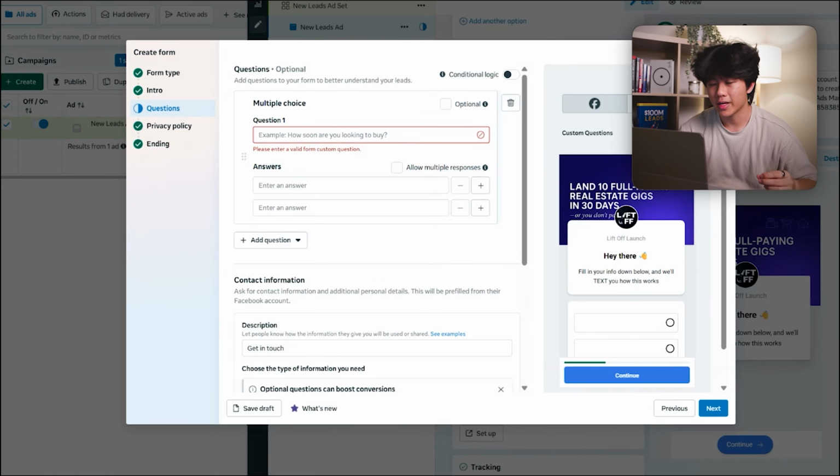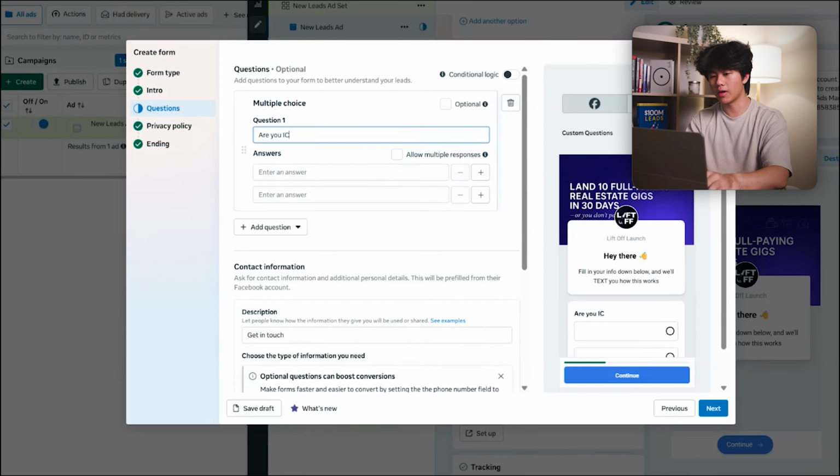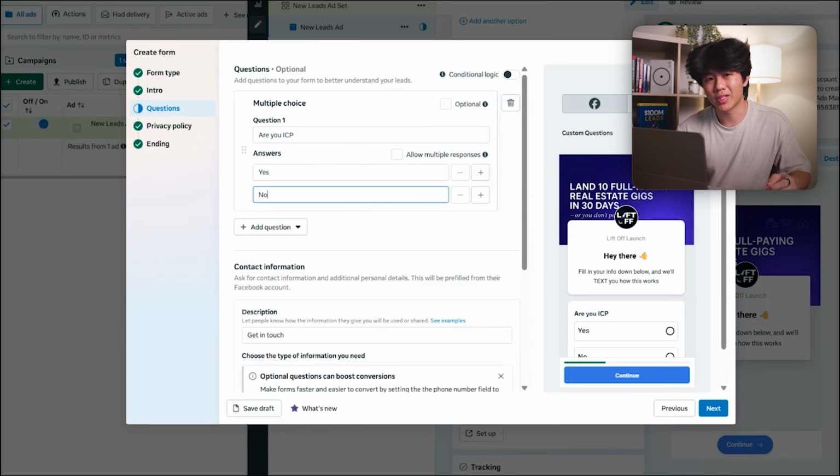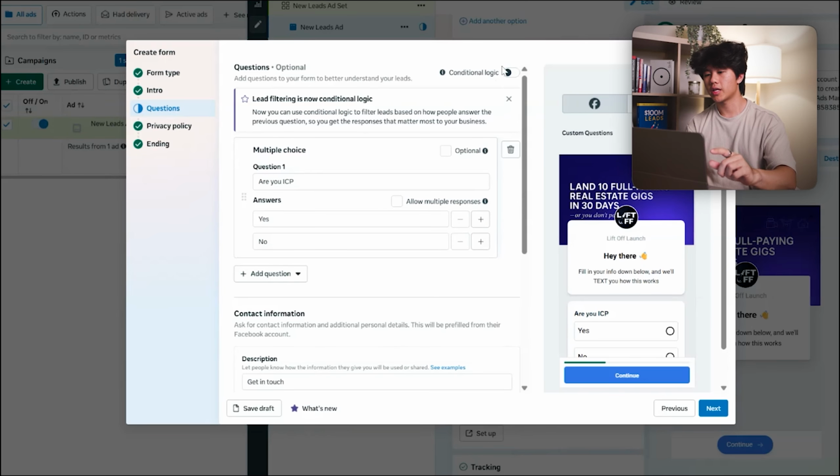So if we are going to add a question, we can add a multiple choice question here. And then for question one, just make sure that it is the ICP. Are you ICP? And then it's going to be yes or no. That's literally it. If you guys are dealing with a ton of broke people, I wouldn't recommend you do this. So if you guys don't understand here, there's this little button that says conditional logic.